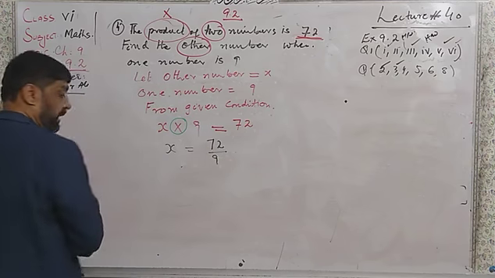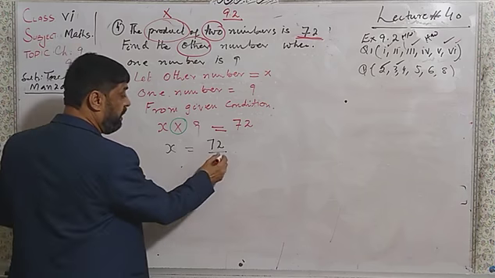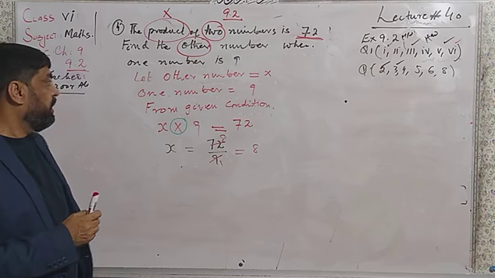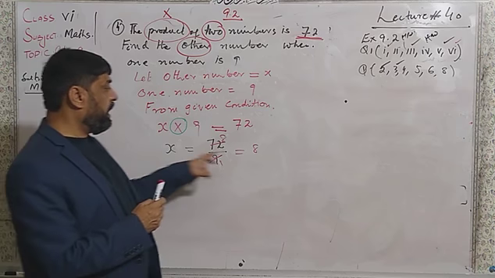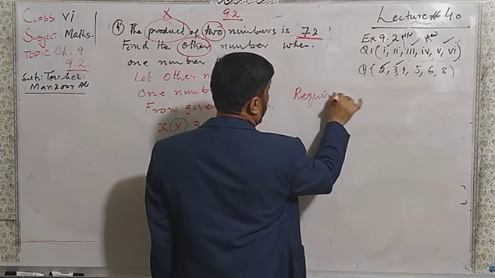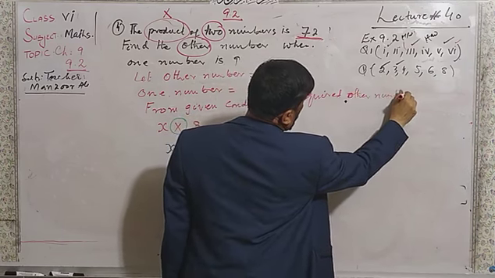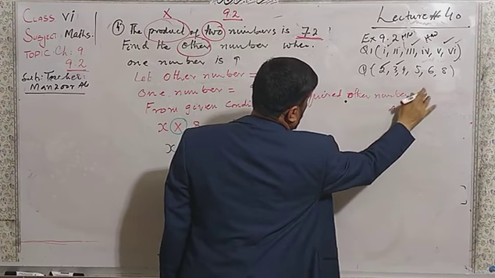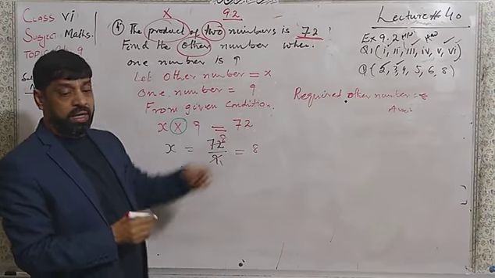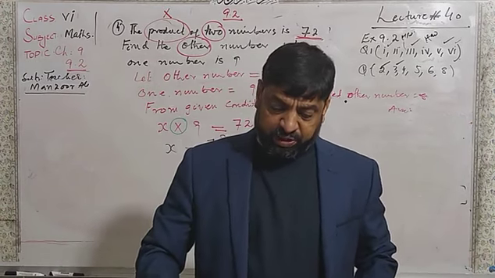72 divided by 9. You know the table of 9: 9 times 8 is 72. So the value is 8. So the other number is 8. Required other number is equal to 8. And now you know that the product of 8 and 9 is exactly equal to 72.